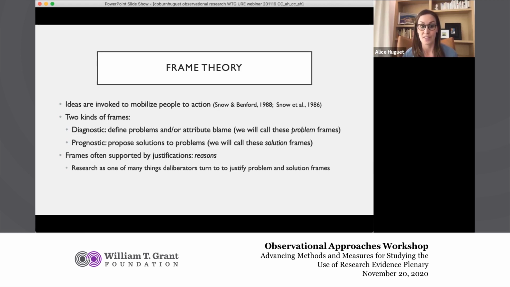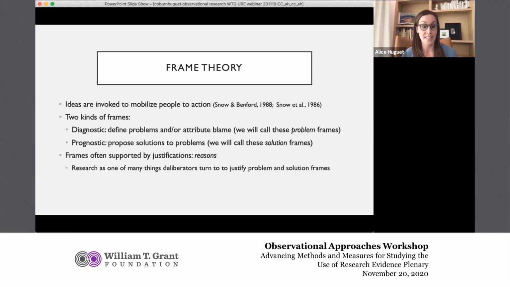So there are two kinds of frames that we talk about in this research. The first is diagnostic frames. So these define problems and attribute blame, and they focus attention on some aspect of the problem and not others. They ask the question, what is really going on here? And we call these problem frames. And when groups come to the table to deliberate, we often don't think about how differently they might be considering the problem at hand. And so looking at how they're framing it with problem frames really helps us identify that.